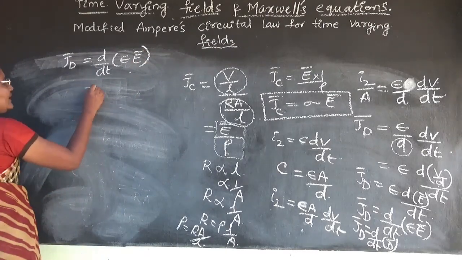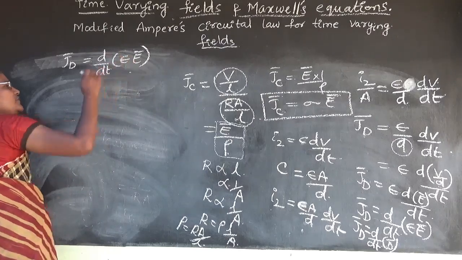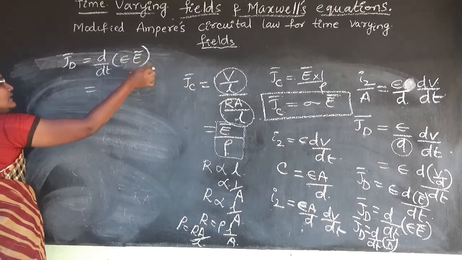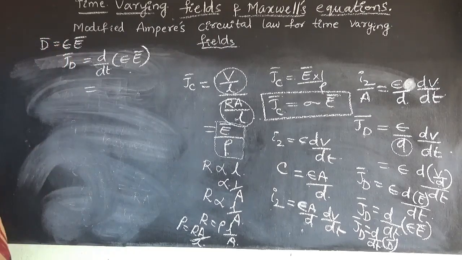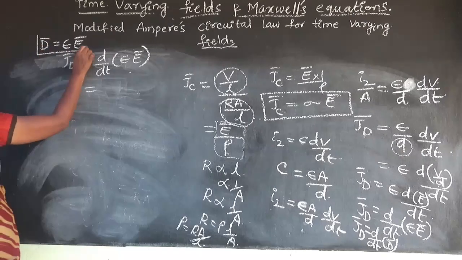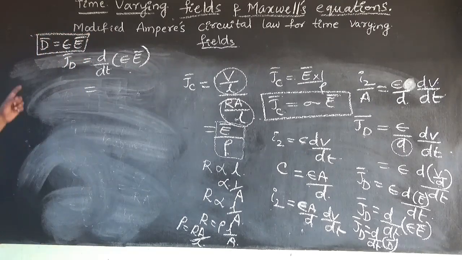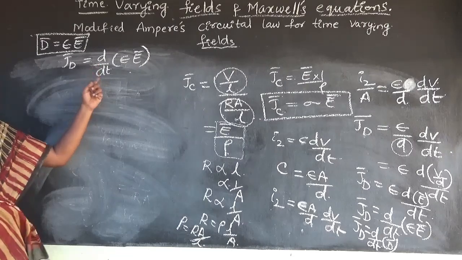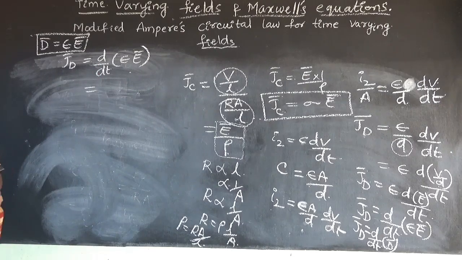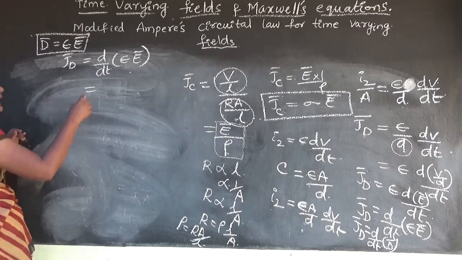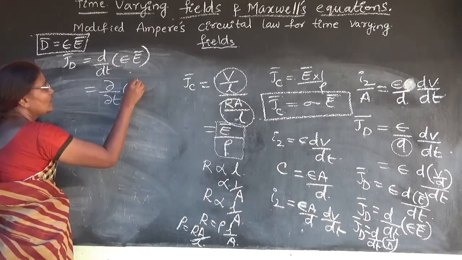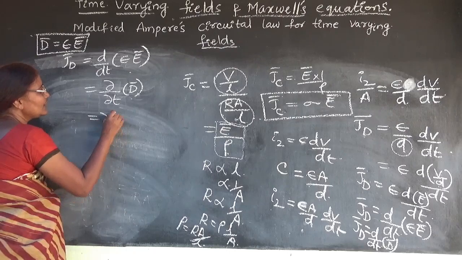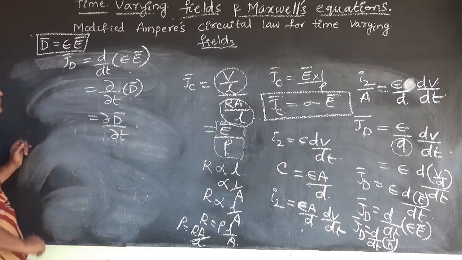This can be written as, if I am considering epsilon E bar is equal to D bar, you know that D bar is equal to epsilon E bar. This is a formula. Now if I consider D bar, this differential will become partial differentiation, because D bar will depend upon more than one parameter. So I can write it as dou by dou t of D bar, that is dou D bar by dou t.